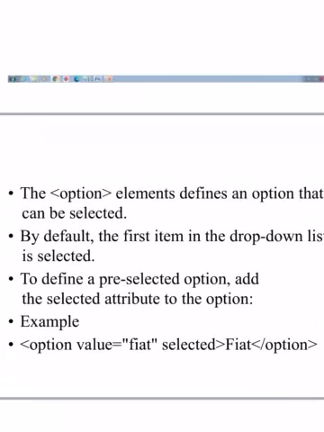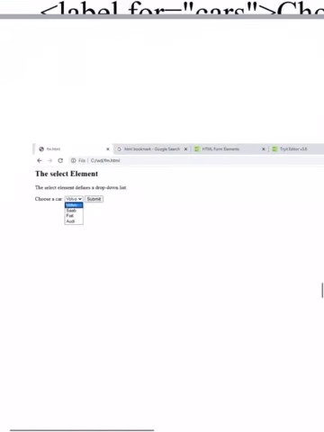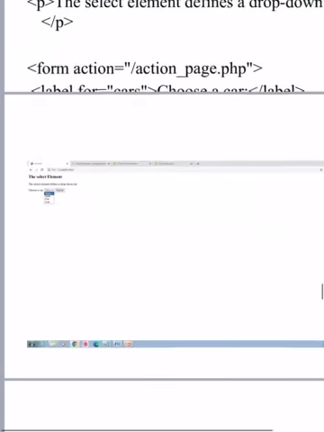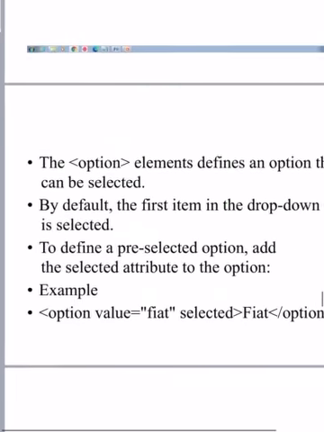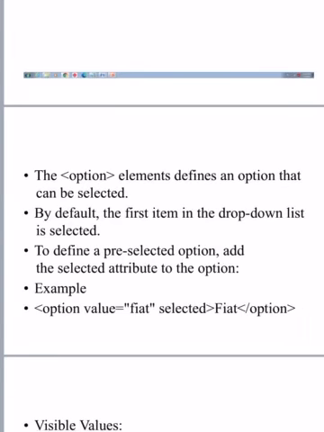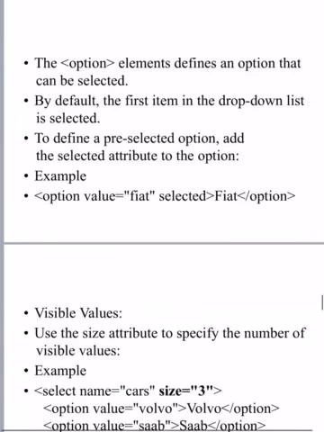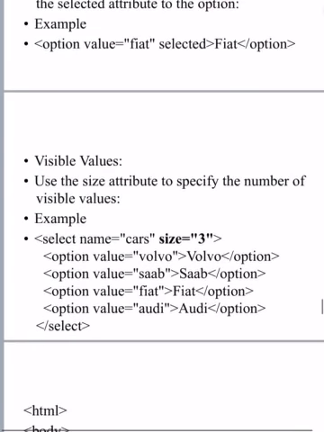The option element defines an option that can be selected. By default the first element is selected. If you observe the output, the first element is Volvo, that is selected, which is in color. To define the pre-selected option, we have to add the selected attribute to the option. Option value is equal to Fiat selected. If you write selected here, it will be automatically selected. If you look at the page you can see. For any option, if you want to preselect it, you can use that also.